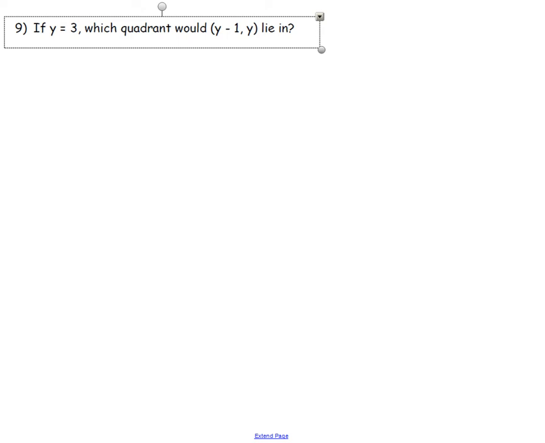All right, number 9. If y equals 3, what quadrant would (y minus 1, y) lie in? So this seems a little bit confusing, but really it's not that bad. If y is 3, what would y minus 1 be? This would just be 3 minus 1, which is 2. Then you do some basic math. What's 3 minus 1? 2. So what quadrant is point (2, 3) in? 1.